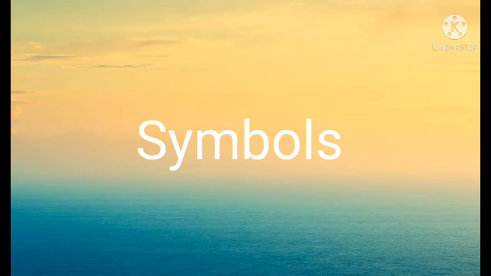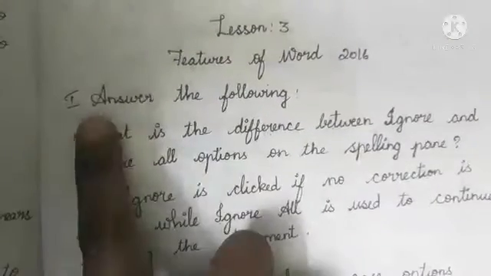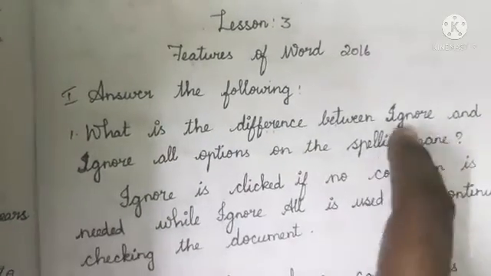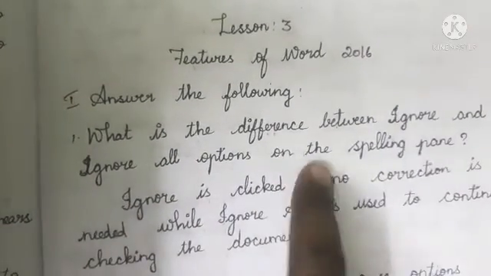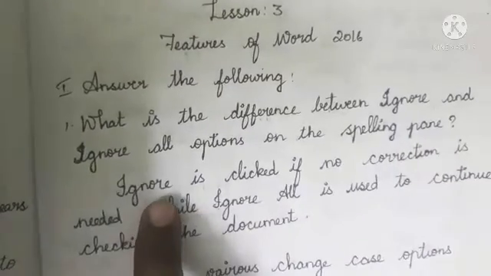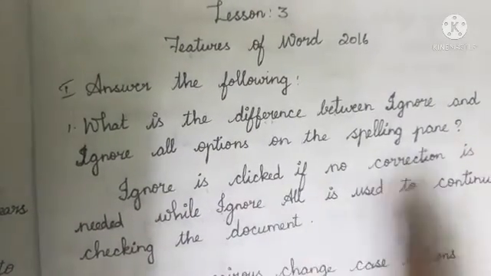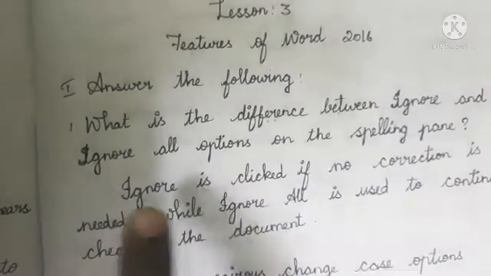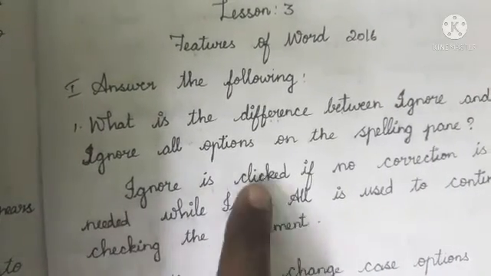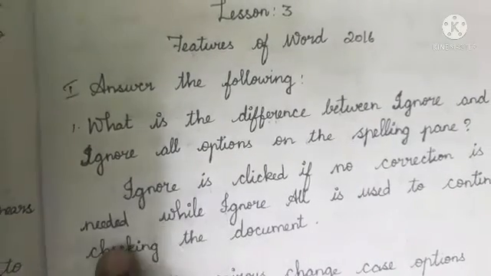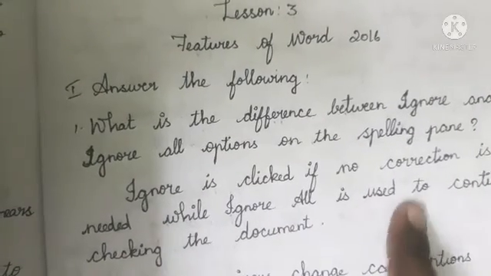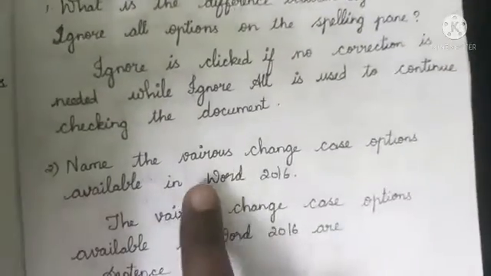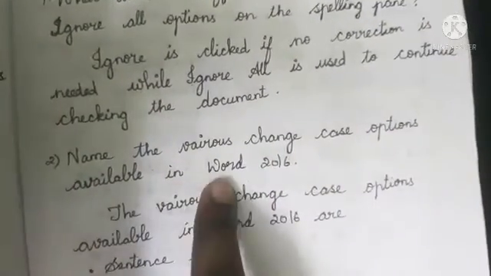Next we can see the booklet portion. Roman number 1, answer the following. First question: what is the difference between the ignore and ignore all options on the spelling pad? The answer is, ignore is clicked if no correction is needed, while ignore all is used to continue checking the document.